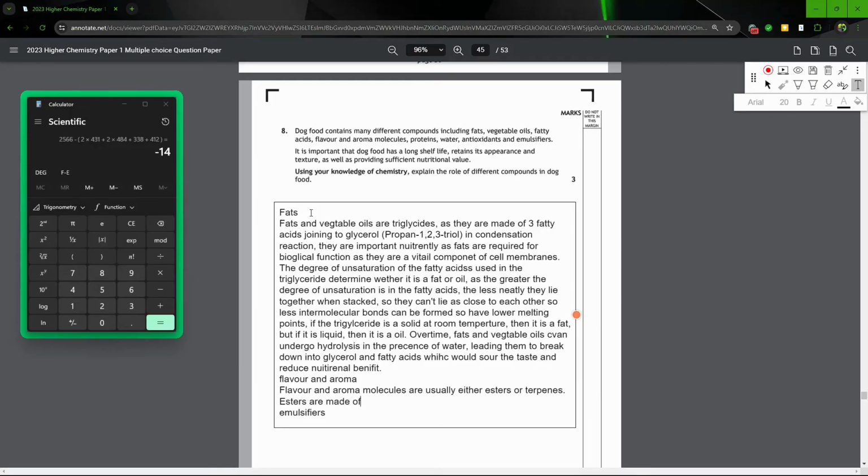Esters are made of an alcohol and a carboxylic acid, which are joined together by a condensation reaction. A lot of this is the same as what we said up front because fats and vegetable oils are esters. They have strong aromas and tastes.